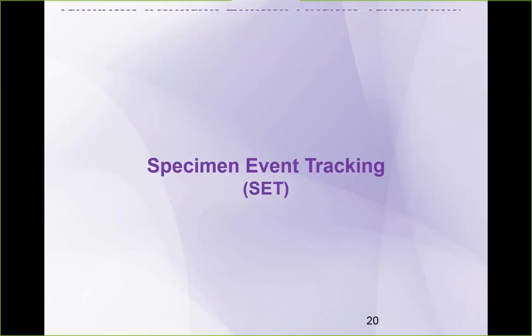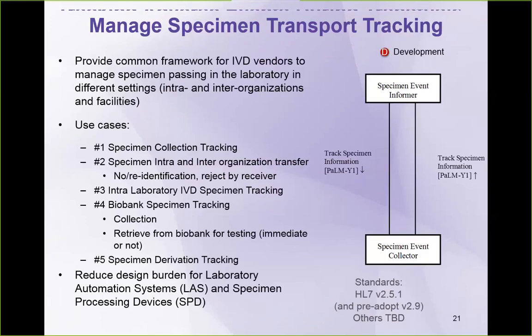Under development is the specimen event tracking. So this is where we have the event informer and the event collector. There is somebody who knows what's happening to the specimen, that's the event informer. And then there's somebody who wants to know what's happening to the specimen. And we have 5 different use cases. One is anything related to the collection of the specimen, where we include container preparation for the specimen collection. And then there's shipping specimens within a hospital or between organizations.